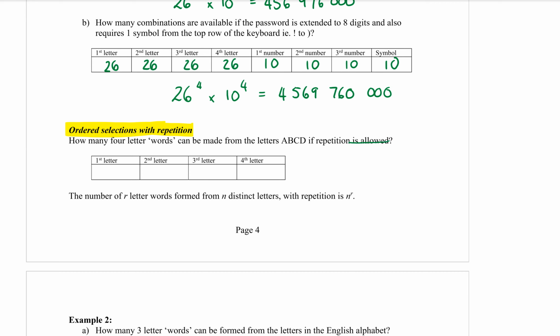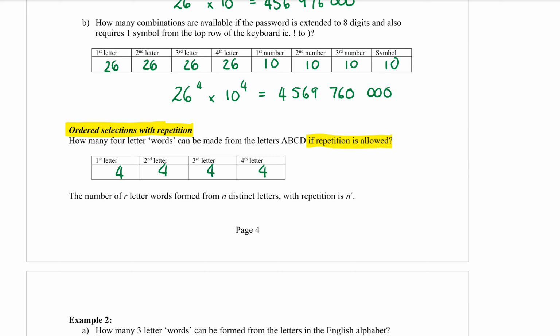If repetition is allowed, you always want to look out for those kind of key words. I'm allowing repetition. So that means if I choose the A the first time, I can choose it the second, the third, and the fourth time as well, okay? So thinking of that first letter, how many options do I have? 4. And because I can repeat, how many options for the second? 4. How many for the third? 4, and the fourth. Okay?